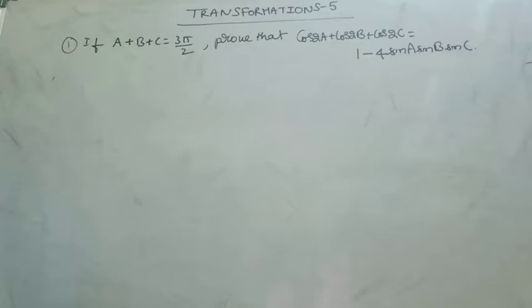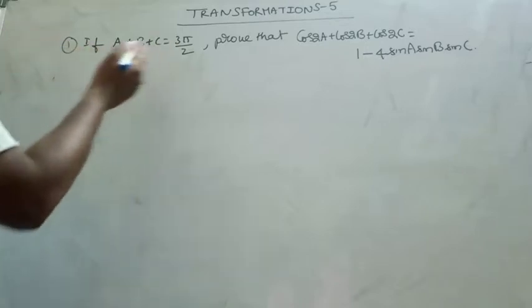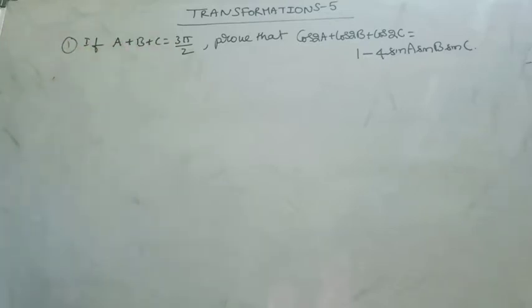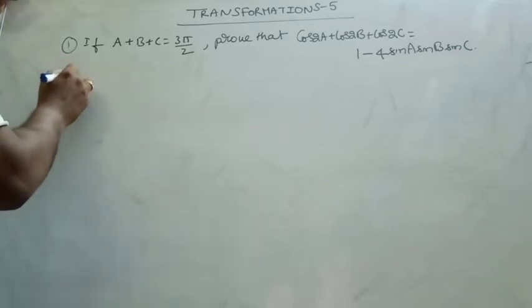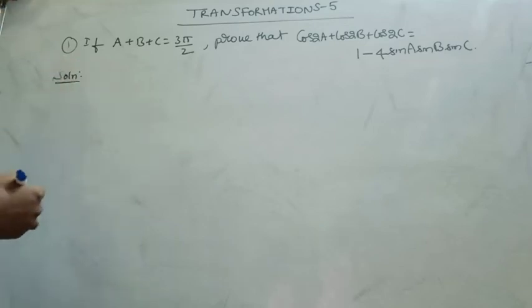Okay, on part of this first problem, we have: if a plus b plus c is equal to 3 pi by 2, prove that cos 2a plus cos 2b plus cos 2c is equal to 1 minus 4 sin a sin b sin c. Right, my dear students, we are going to do this particular problem. You see how we are going to do the solution part of this, right?